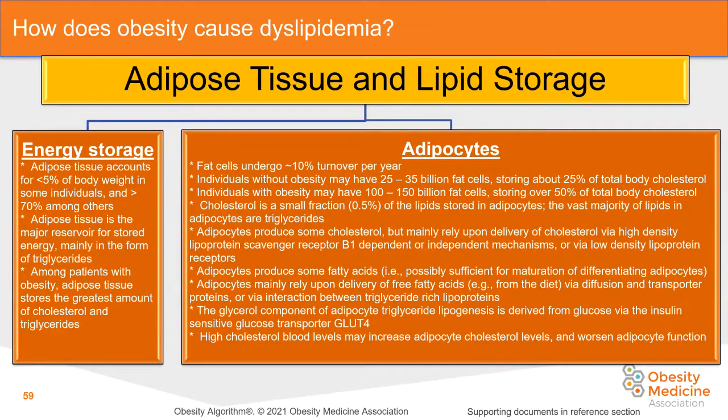Fat cells undergo about a 10% turnover per year, and the amount of fat cells that people can have or not have can vary in the tens of billions, depending upon the individual and their caloric intake, physical activity, that sort of thing. But isn't it interesting that with patients with obesity, over 50% of the body's cholesterol is stored in the adipose tissue, and the vast majority of the body's energy is stored in adipose tissue, obviously.